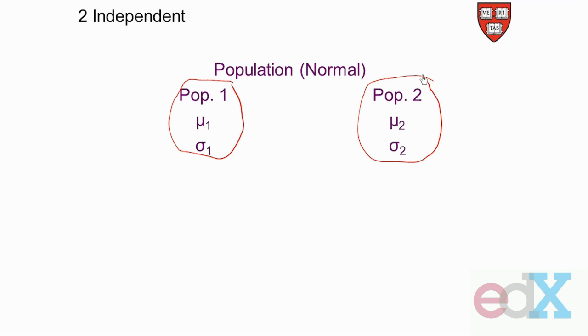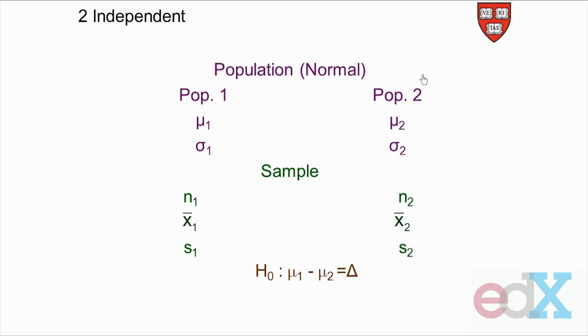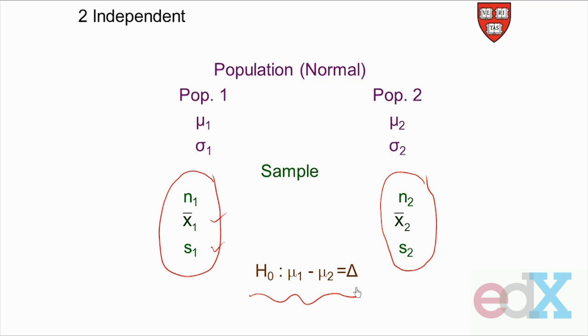And what we're going to do is we're going to take a sample from each of these. So from the first population, we'll take a sample of size n1 with a sample mean of x bar 1 and a standard deviation of s1, sample standard deviation. And then sample n2 from the second population. And n1 could be equal to n2, but it doesn't have to be. Whereas in the dependent case, they had to be the same. Now they don't have to be the same. And there's the hypothesis. There's our null hypothesis that we wish to test.